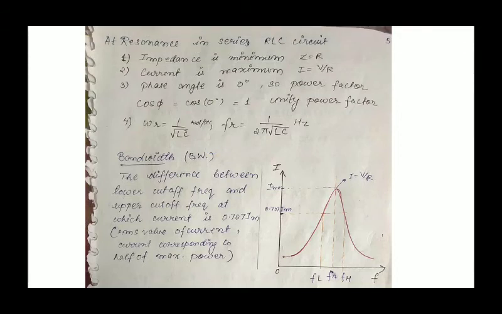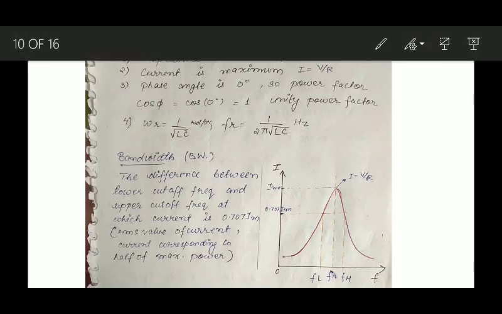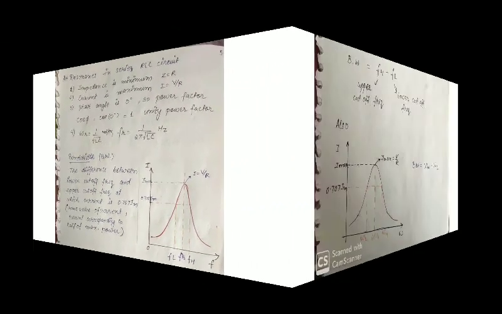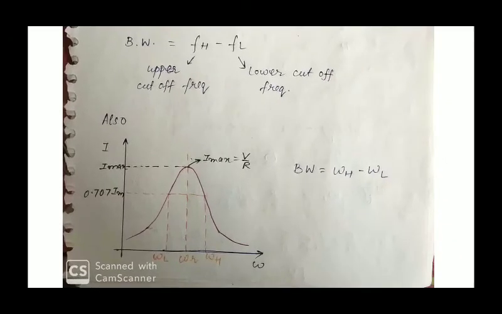What is bandwidth? Bandwidth is the difference between the upper cutoff frequency and the lower cutoff frequency. This cutoff frequency we calculate at a current that is 0.707 times the maximum current, which is the RMS value of current. This current corresponds to half of the maximum power. Mathematically, bandwidth equals upper cutoff frequency minus lower cutoff frequency. In terms of angular frequency in radians per second, bandwidth will be equal to ωH minus ωL.